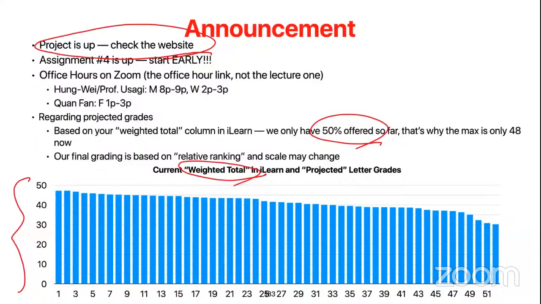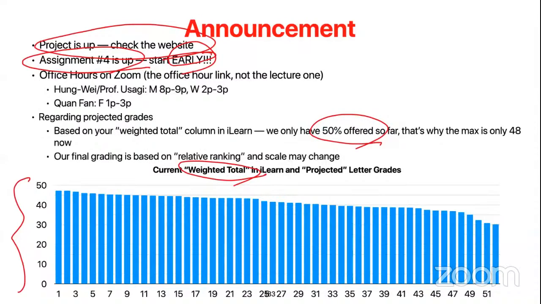And even for the 50% that has been offered, there is still 25% coming from your assignments. For example, assignment 4 is up, and if you really want to boost your assignment grades, you should start early. Don't start at the last minute. We also have a reading quiz, and I pushed the deadline a little bit because I think we are falling behind on our schedule. The next reading quiz will be due next Wednesday. The reading quiz is also another way to boost your performance.